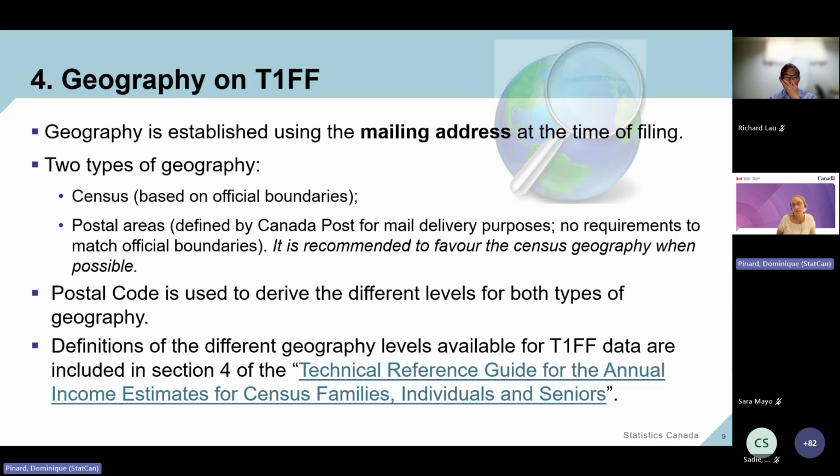Now, the second set of geographical attributes that's available on TIFF is the postal geography. This is derived using the postal code and the mail delivery mode associated with that postal code.